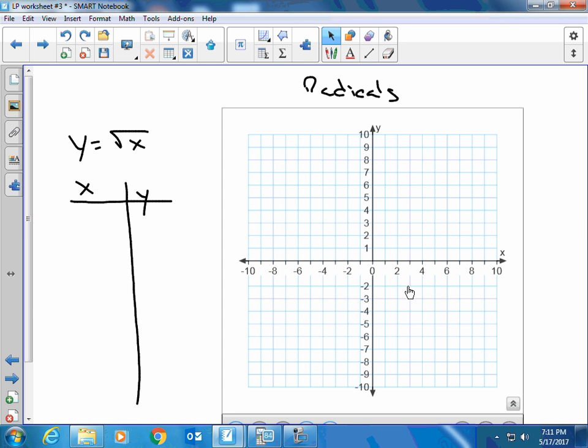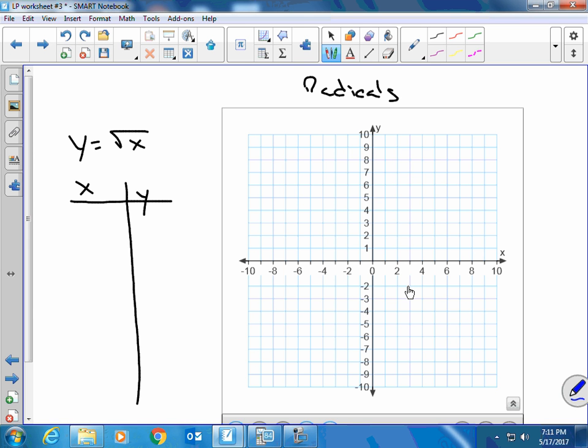So first thing, when we graph something that we don't know what it looks like, our first step is to graph what's called the parent function. That's the function before it has been shifted left, right, stretched vertically, horizontally, etc. My parent function for a square root function is just y equals the square root of x.